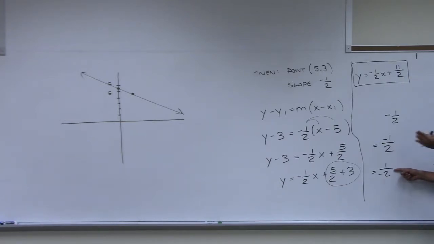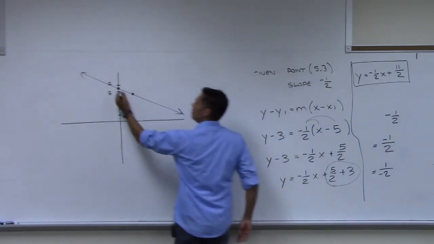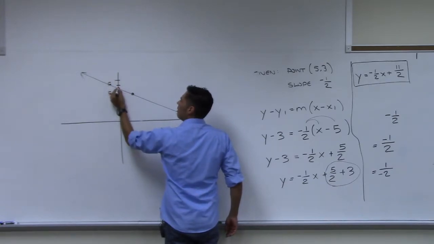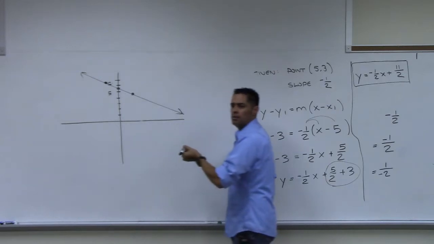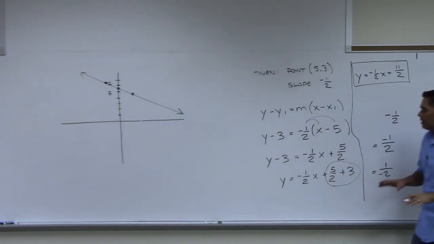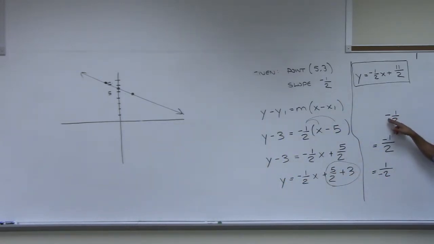Up 1, left 2. But if I go up 1, I'm here, and then left 2, I'm still on the same line. So it doesn't matter which way you do it. The important thing is that when you have a negative, you don't do negative on both. It's either negative on top or negative on the bottom, one or the other. Okay?